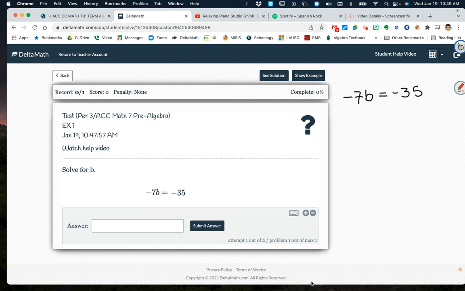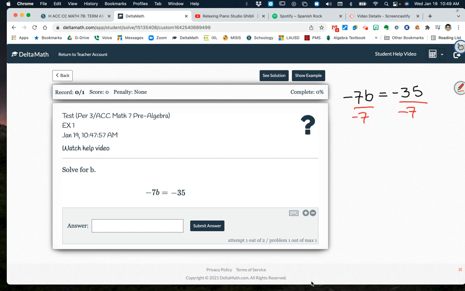So what do we divide on both sides by? Well, we have to eliminate the -7. Everyone's saying 7. But let's think. If I do -35 divided by 7, do I get 5 or -5? So it can't be 7, it has to be -7.